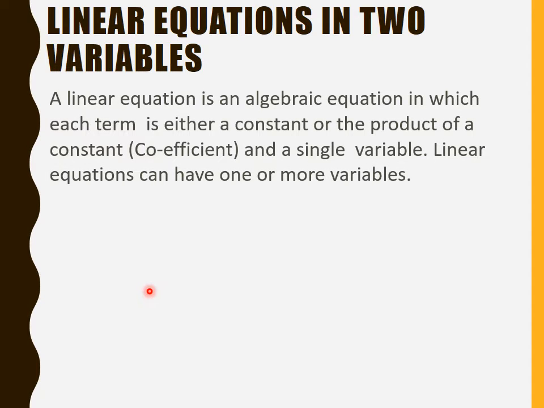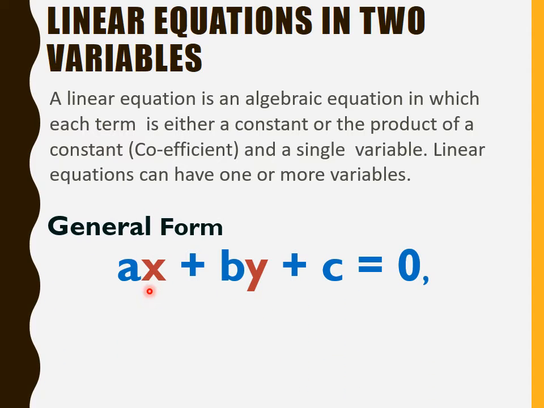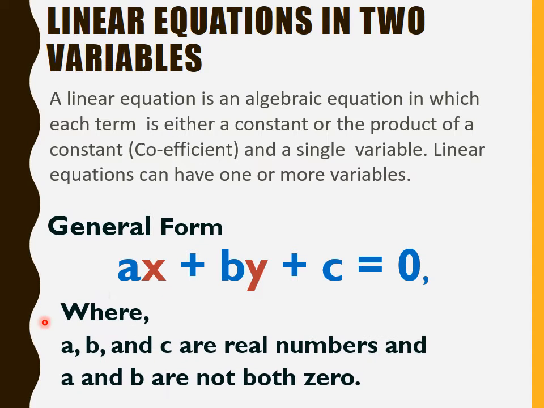A linear equation is an algebraic equation in which each term is either a constant or the product of a constant and a single variable. Linear equations can have one or more variables. The general form of linear equation is ax plus by plus c equals 0, where a, b and c are real numbers and a and b are not both 0.